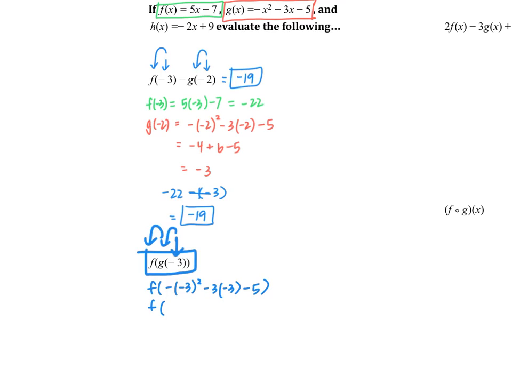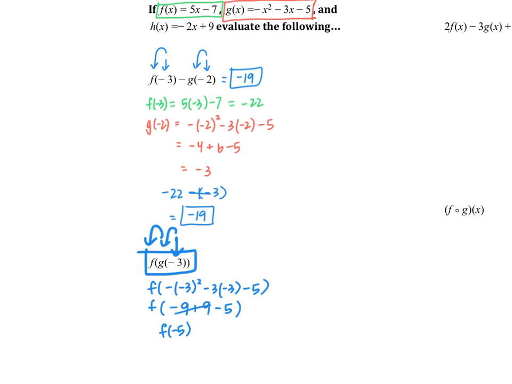And then I've got negative 3 squared is positive 9, times a negative would be negative 9, plus 9, and then minus a 5. These two are going to give me 0, so I'm really evaluating f of negative 5.